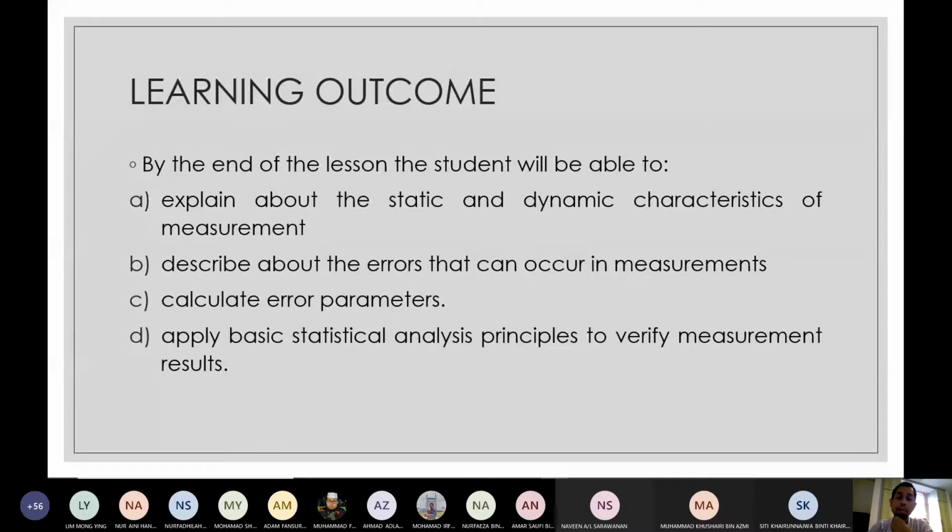And then number 2, describe about the errors that can occur in measurement. And then number 3, calculate basic error parameters. And then number 4, apply basic statistical analysis principles to verify measurement results. So these are the 4 objectives that I have set for you to achieve by the end of the lecture.